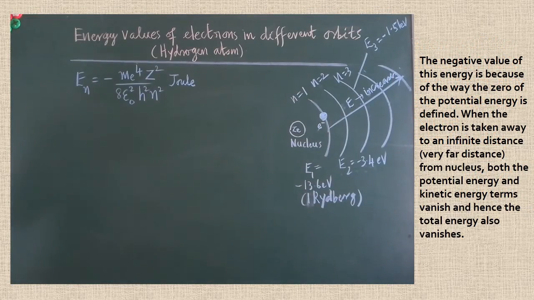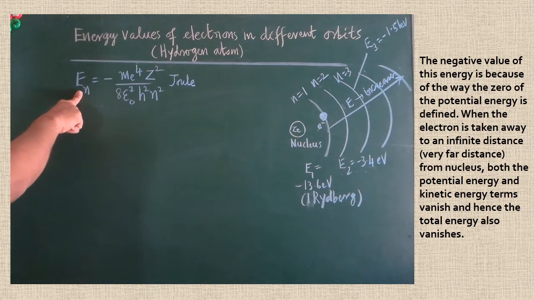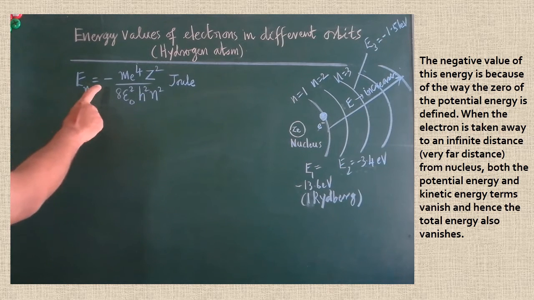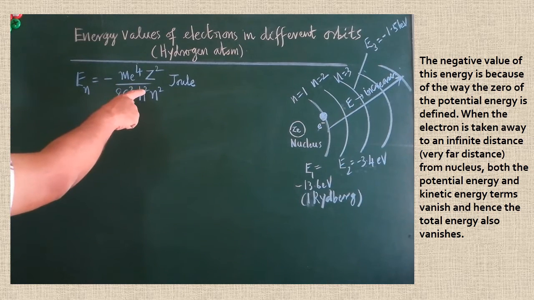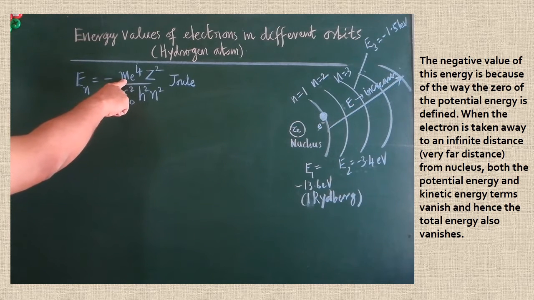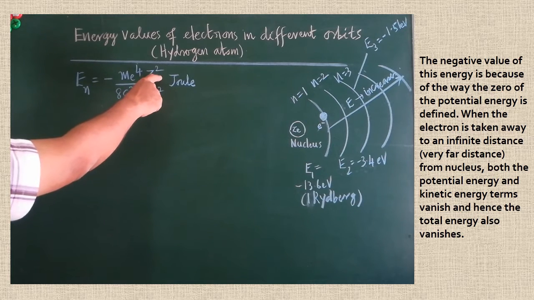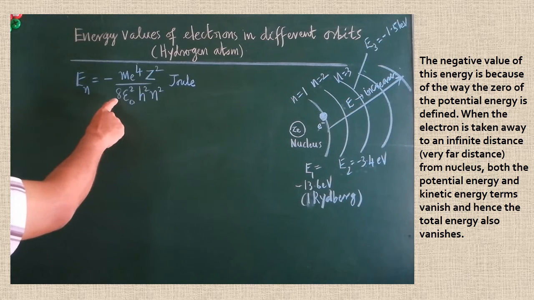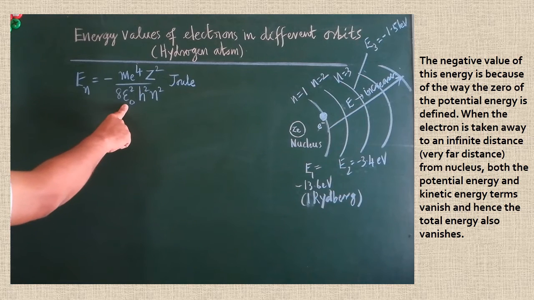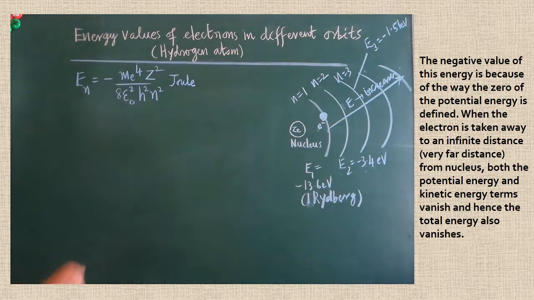Now we are going to calculate the energy values of the electrons in different orbits. To calculate the energy value of the electrons in any element in any orbit, this expression must be used. If all the values are substituted, you will get the value in terms of joule. Here m is the mass of the electron, e is the charge of the electron, Z is the atomic number of the particular element, 8 is a number, epsilon naught is the permittivity of free space, h is Planck's constant, and n is the principal quantum number.